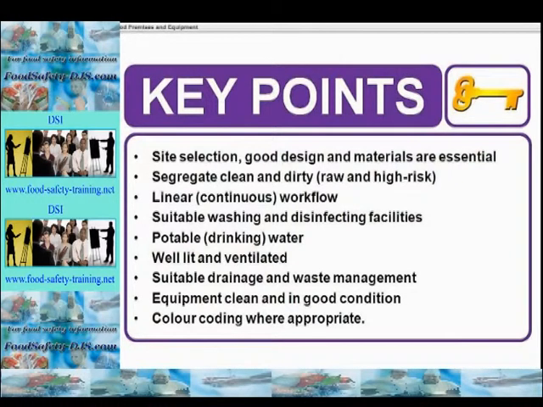Okay, that's the end of lecture 9. Let's have a look at the key points which we covered during that lecture. We looked at the site selection and looked at good design and materials are essential, segregation of clean and dirty, raw and high risk. We looked at a linear or continuous workflow which will prevent cross-contamination. We looked at suitable washing and disinfection facilities, the use of potable drinking water, ensuring the premises is well lit and ventilated, the use of suitable drainage and good waste management procedures, equipment must be kept clean and in good condition, and the use of colour coding where appropriate.